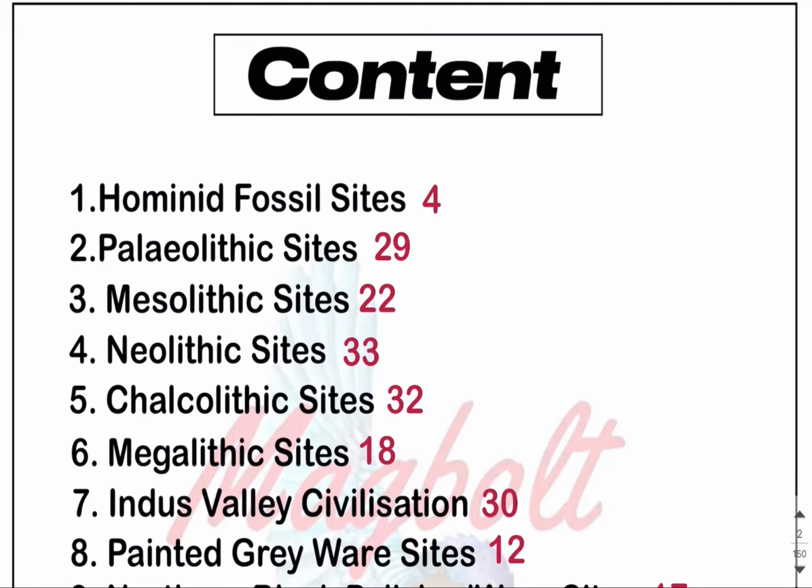Today we are going to discuss the sites of the Paleolithic. In the previous lecture we must have seen the hominid fossil sites, in which we talked about the 4 sites like Hathnora, Bhimbetka, Uday and Pune. Now it's time for the Paleolithic sites. There are 29 sites in total. We will see them the same way as we did with the hominid fossil sites. So let's get started.